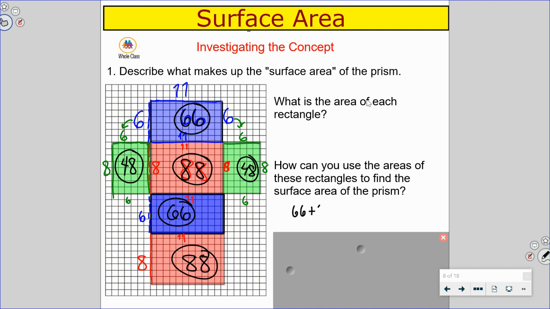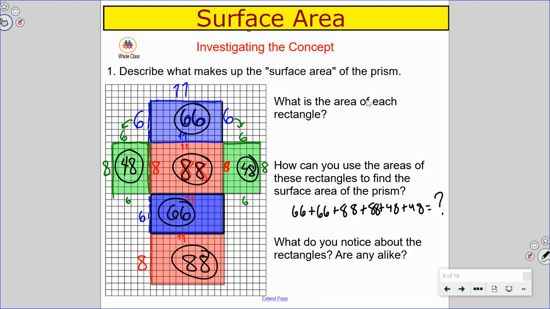You already know. If we added up the 66s, the 88s, and the 48s, you're going to get the surface area. And of course, what did you notice? Are there any alike? Well, sure, Mr. Callan, the reds are the same. The front face is going to be the same as the rear face.